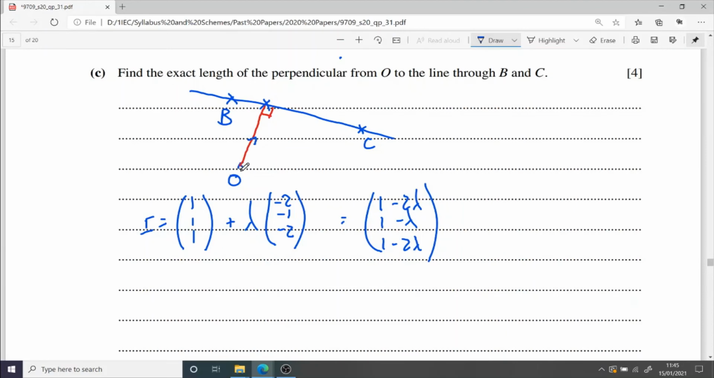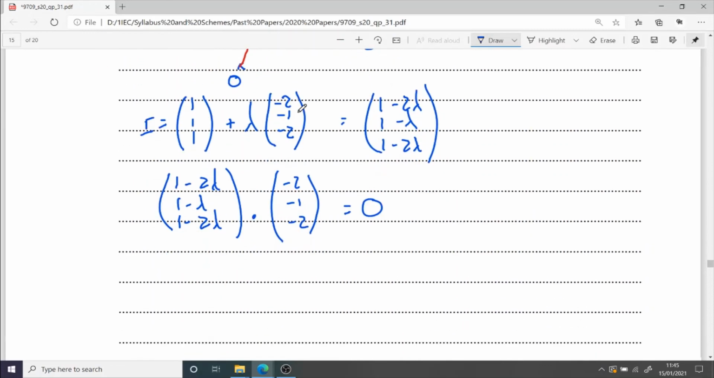is this vector r. This is the red one that we've just found out here, going from the origin to any point on the line. And we want this to be at 90 degrees to the direction of the line. So we're now going to do the dot product between this and the direction vector of BC, -2, -1, -2. And we're going to set that equal to 0. So 1 minus 2 lambda, 1 minus lambda, and 1 minus 2 lambda, dotted with the direction vector of BC, -2, -1, -2, must be equal to 0 because we want the perpendicular. So it's at 90 degrees.